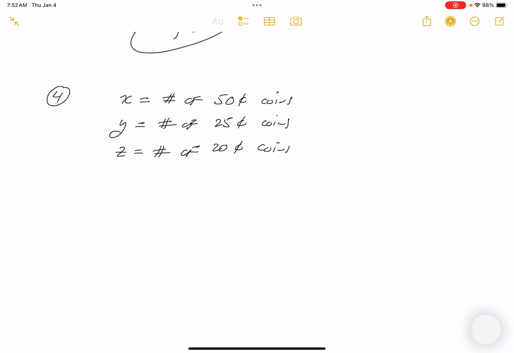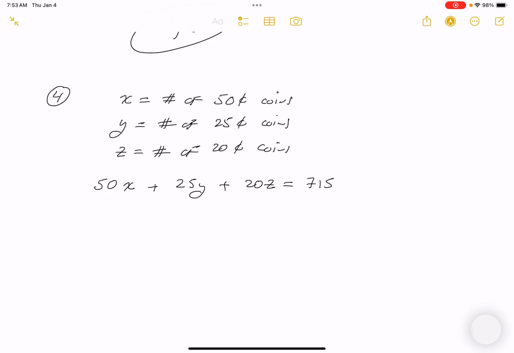Okay? So what do they tell me? They tell me they have 715. So I'm going to say it comes from this over here. Every coin I have in the 50 cent gives me 50, the next one's going to be 25Y, and the next one's going to be 20Z equals 715. And what do I notice immediately about that? I'm going to think about that. What number do I want to divide through by? Certainly a 5.